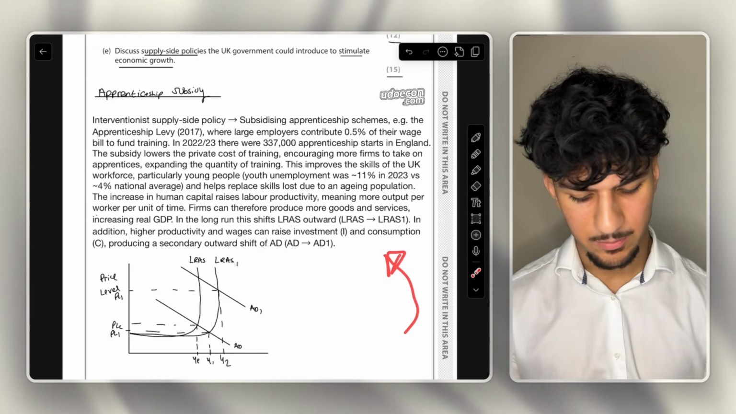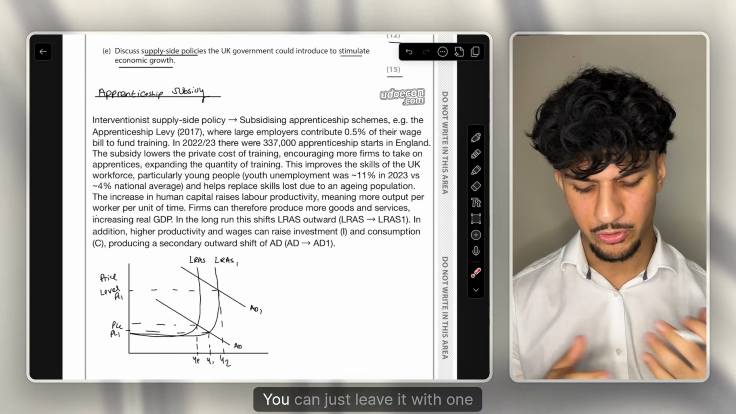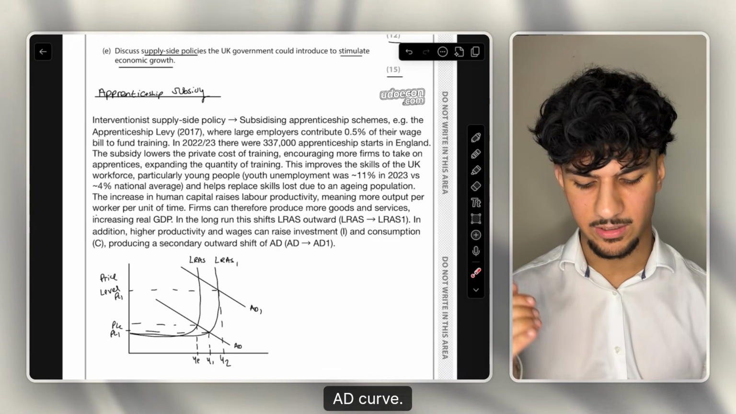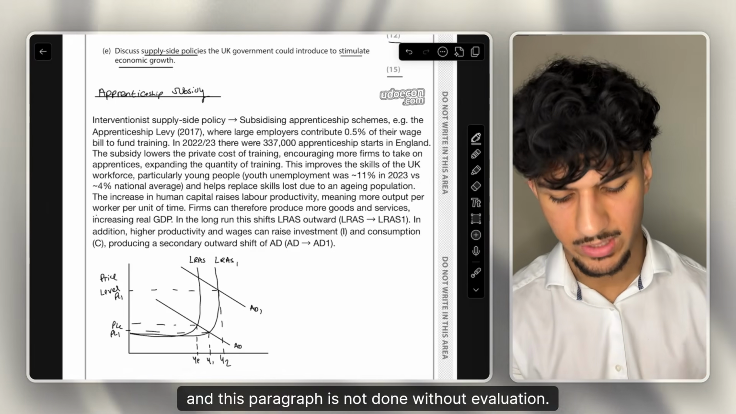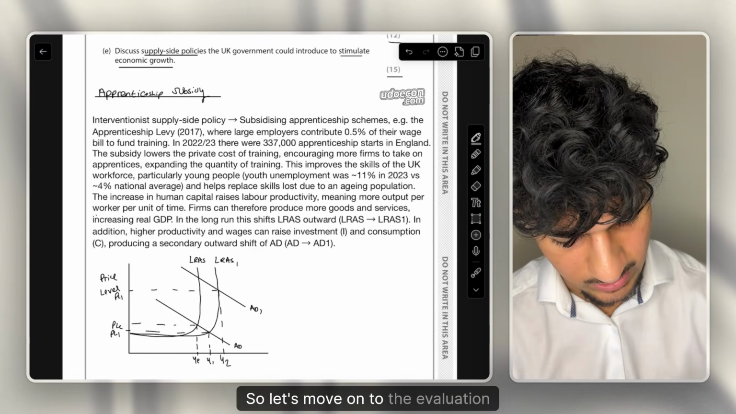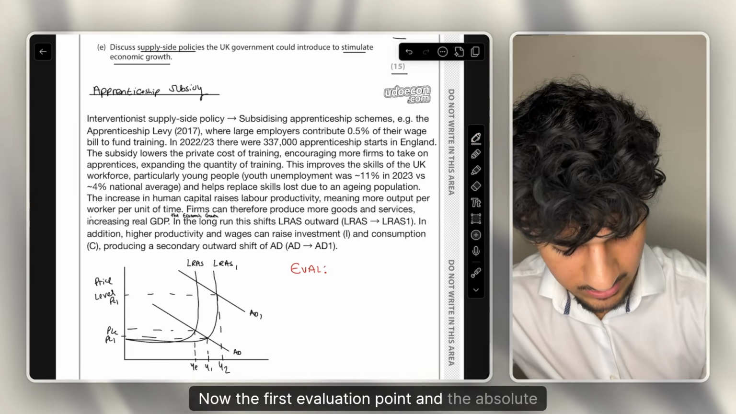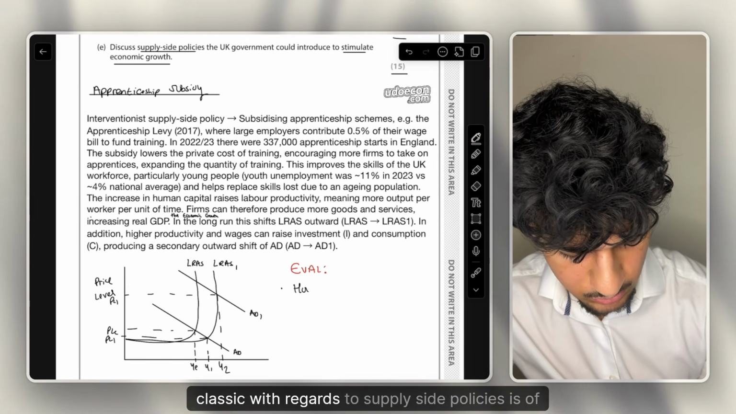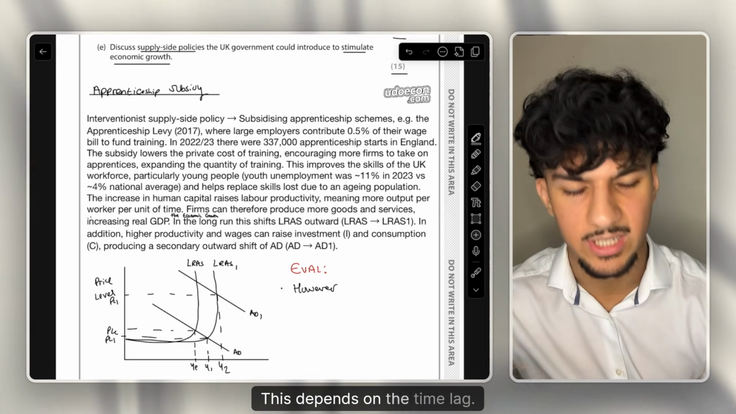Beautiful KA, beautiful diagram. Like I said, you don't actually need to add the second link to AD. You can just leave it with one AD curve. But of course, this 15-mark question is not done, and this paragraph is not done without evaluation. So let's move on to the evaluation stage of this paragraph. Now, the first evaluation point, and the absolute classic with regards to supply side policies, is of course, however in evaluation, this depends on the time lag.